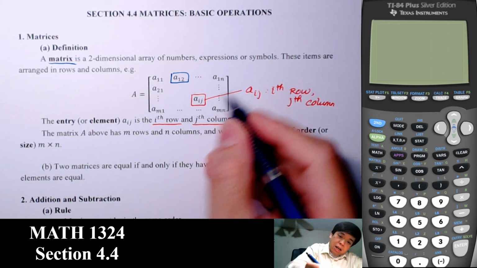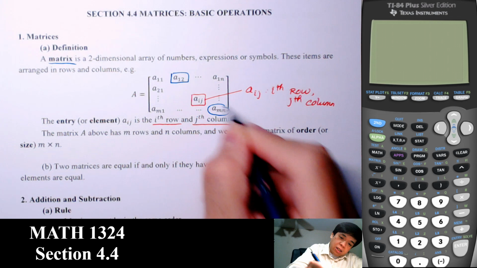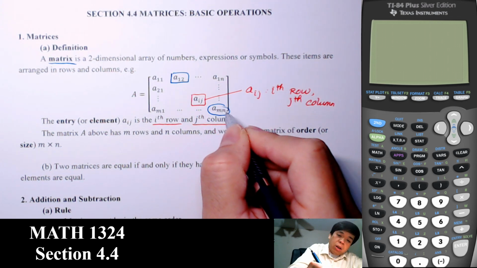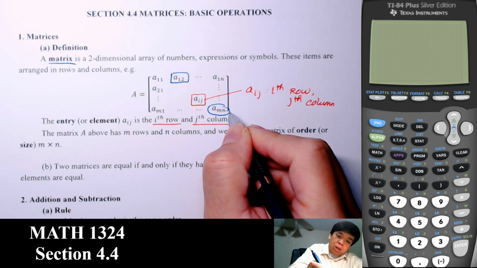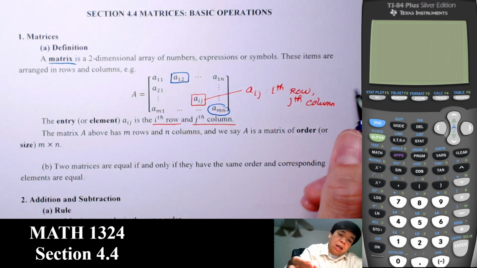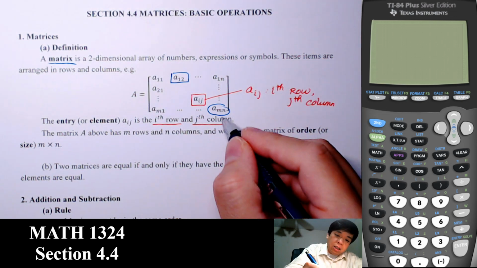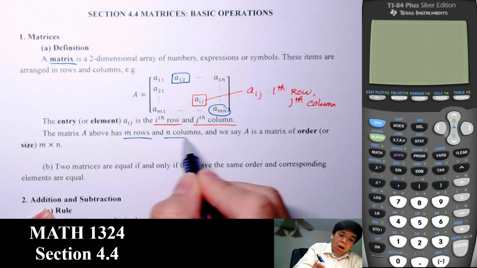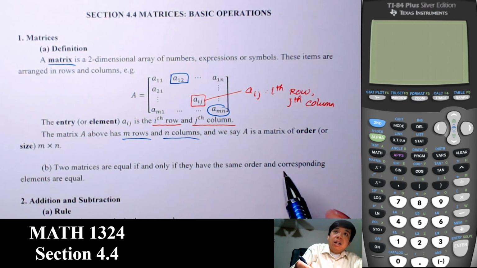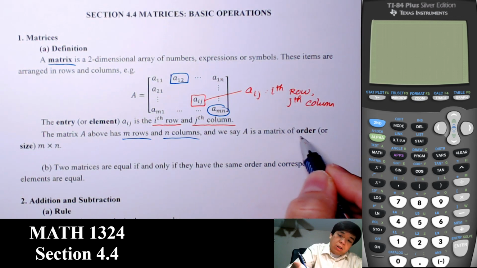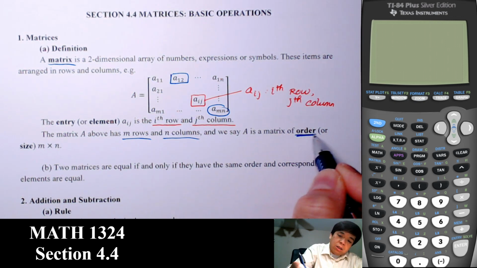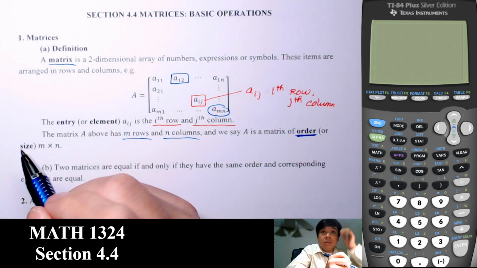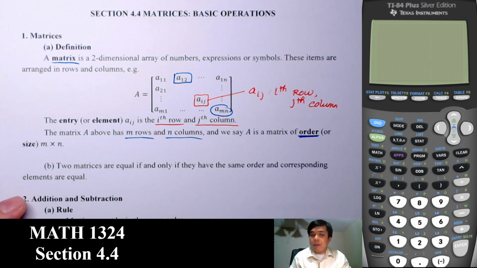And because of that, we look at the last entry here. This is m rows and n columns. So this matrix has m rows and n columns, and we call the order, or the size, of the matrix m by n.